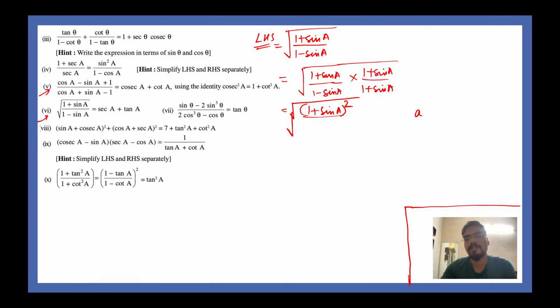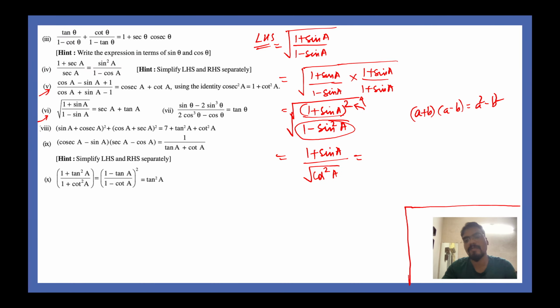Remember the property A plus B times A minus B will give you A square minus B square, right? So this is 1 minus sine square A. Now see, 1 plus sine A whole square under root will cancel out, so we will get 1 plus sine A in the numerator. In the denominator, we have under root of 1 minus sine square A, and that is nothing but under root of cos square A, which is nothing but cos A.